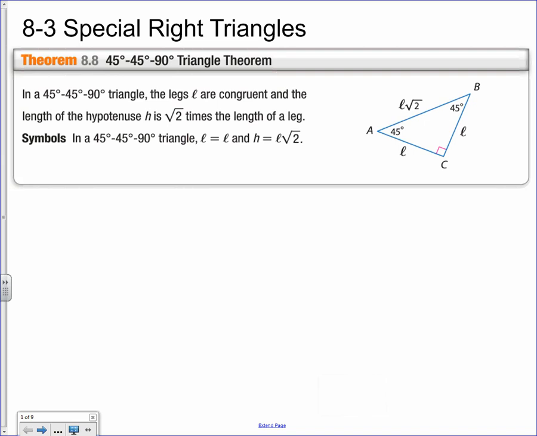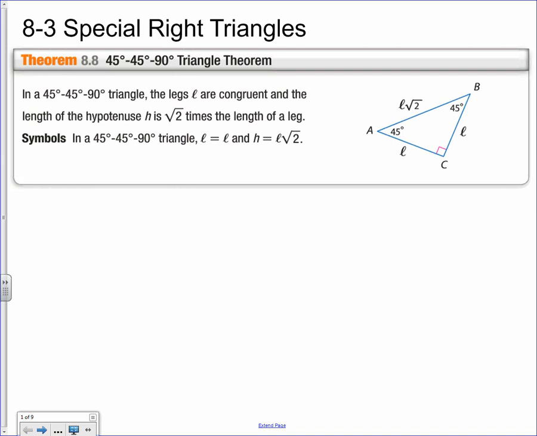All right, today we're looking at 8-3 special right triangles. We already did this about a week and a half ago in class for the 45, 45, 90. We started by looking at a square and then drawing a diagonal into the square, showing that we create a 45, 45, 90 that way.